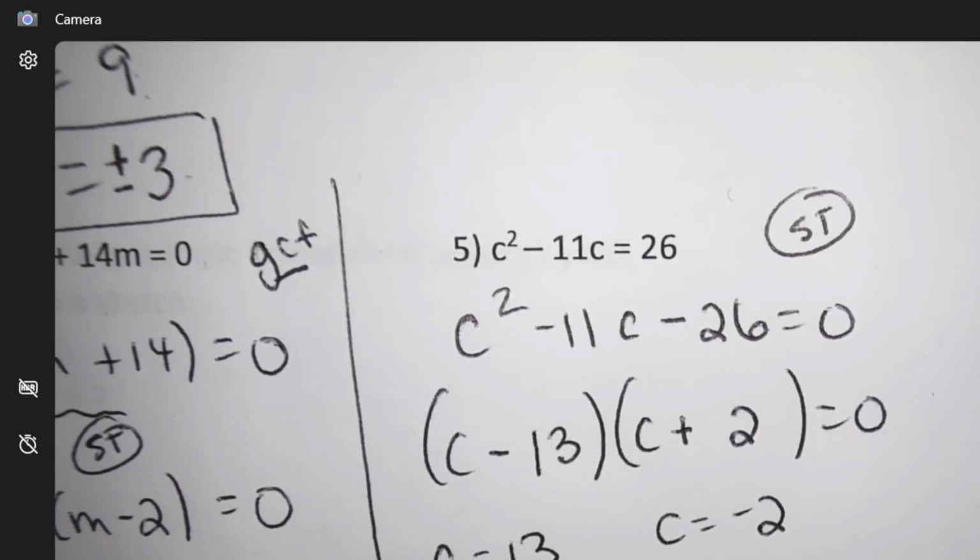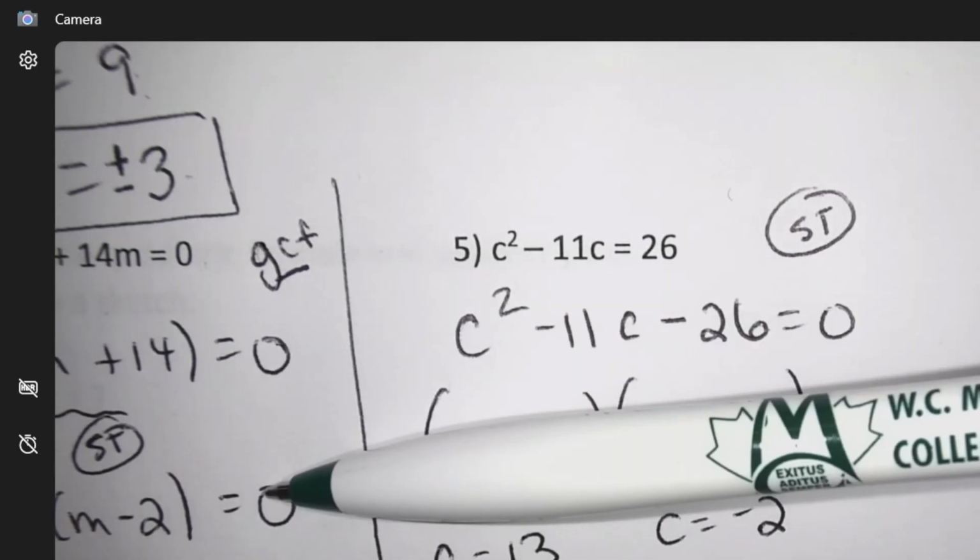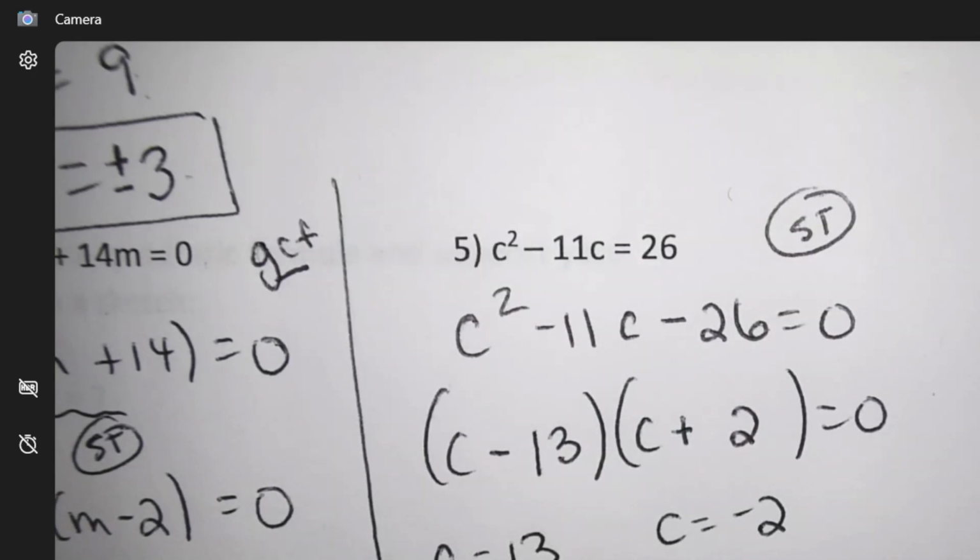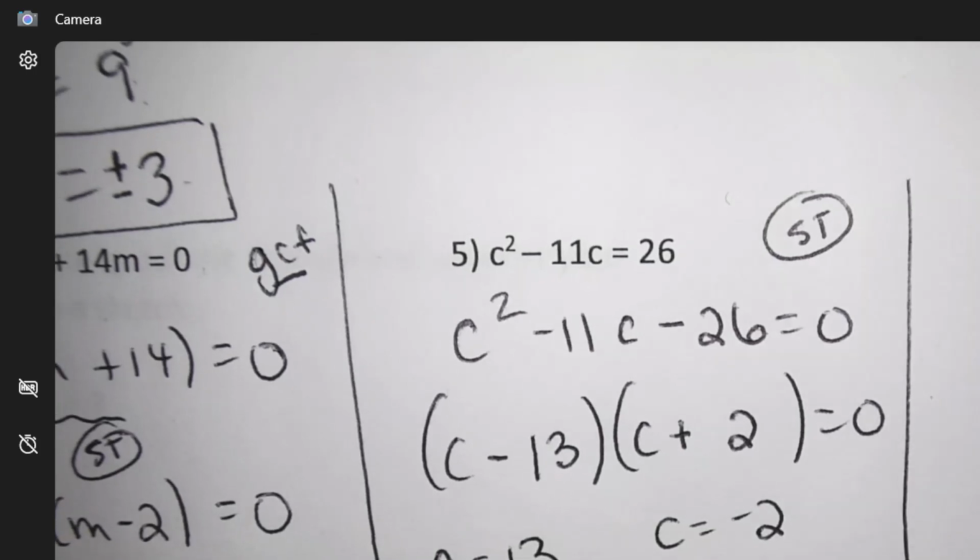Are we putting equals 0 at the end? Are you checking your work? Glance quickly. Did you always put equals 0 beside here? Because that's an equation. You can't forget that equals 0. I have to deduct points if you forget that.